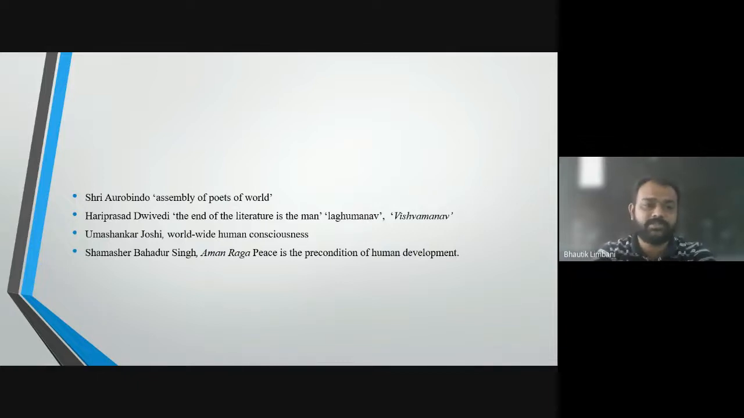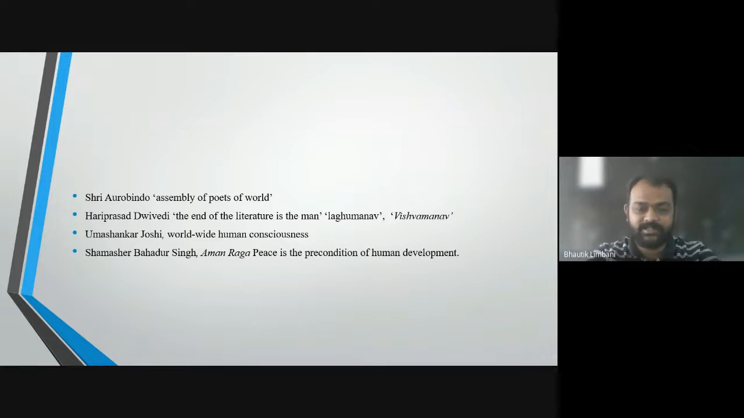This is all summed up in one text from the nation. And Shamsher Bahadur Singh wrote a small poem called Aman Rag. In it he indirectly said that the end of literature is peace, and peace is the precondition of human development. Whether we read it, study it, analyze it, or do research on it, the end result we are doing it all for is human development. Human development may mean intellectual, economic, or social. So if it doesn't help us have human or humane development, then it is not a part of world literature.